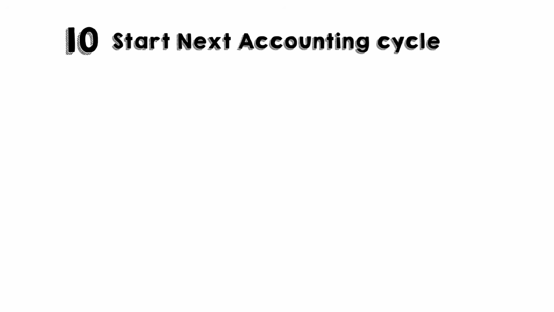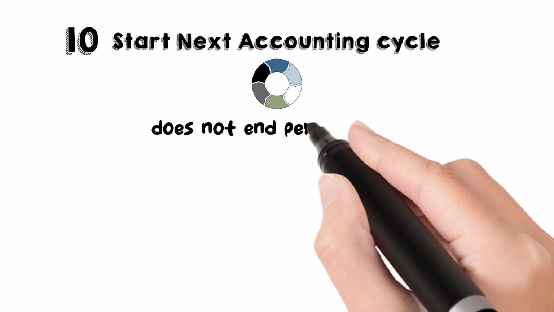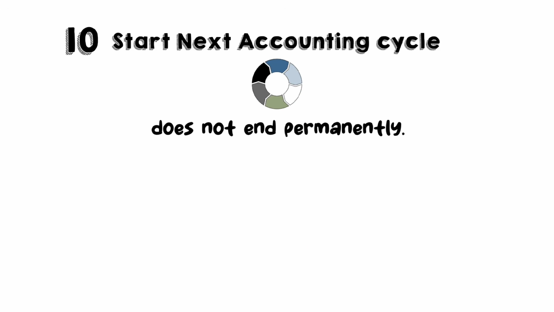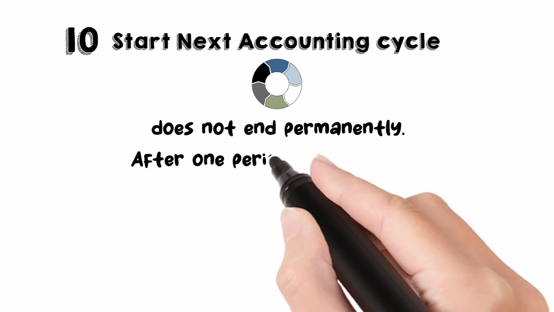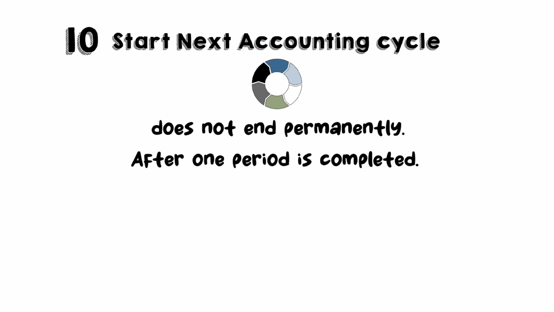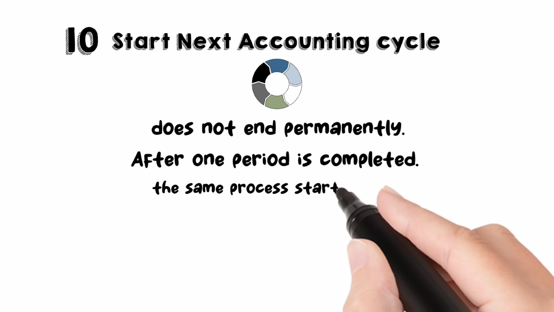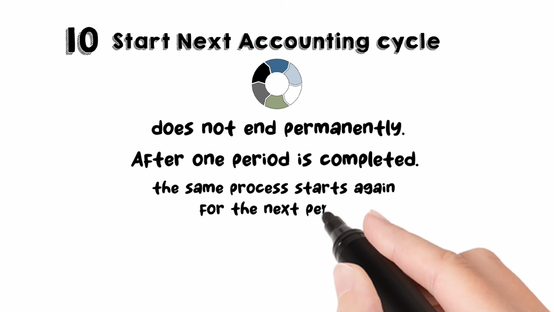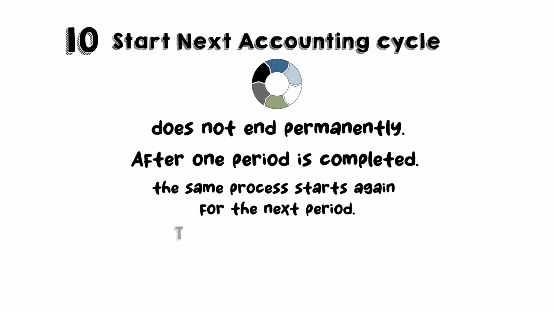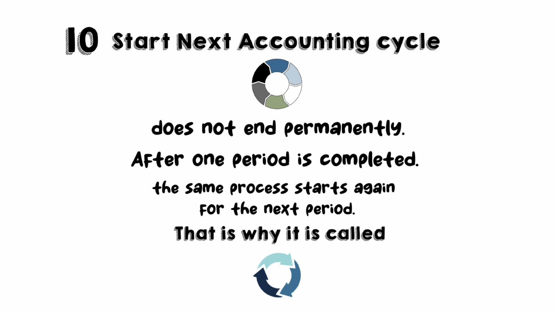Number 10, start next accounting cycle. The cycle does not end permanently. After one period is completed, the same process starts again for the next period. That is why it is called accounting cycle.